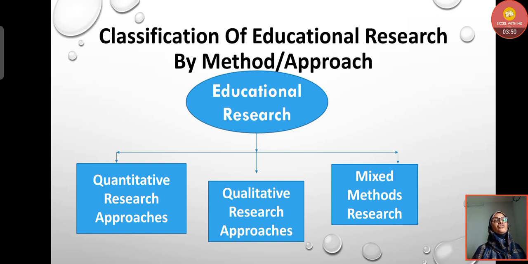Now classification of educational research by method or approach. Now let's see, through method or approach, what are the types of educational research. Number one, quantitative research approaches. Two, qualitative research approaches. Third, mixed methods research. So these are the three, method or approach wise.